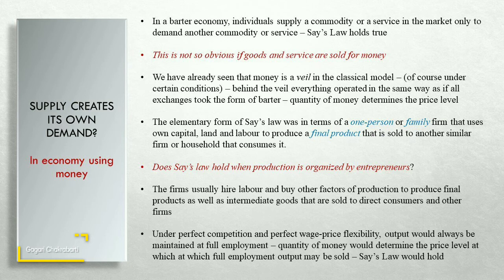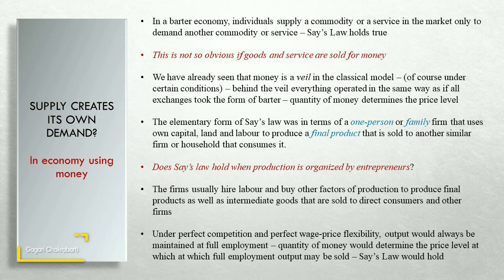This final product is sold to another similar firm or a household that consumes it. In real life situations, firms usually hire labor and buy other factors of production to produce final products as well as intermediate goods that are sold to the direct consumers as well as to other firms. Now, in this situation, will Say's law hold true when the production is organized by entrepreneurs who are not producing only the final good?